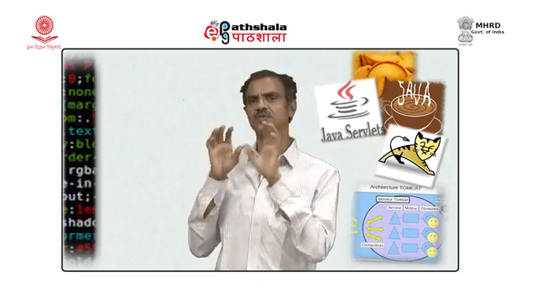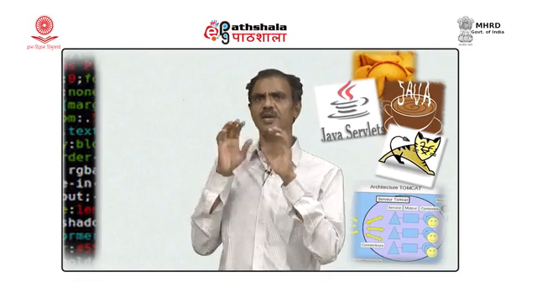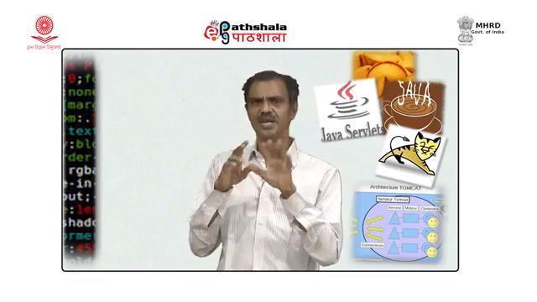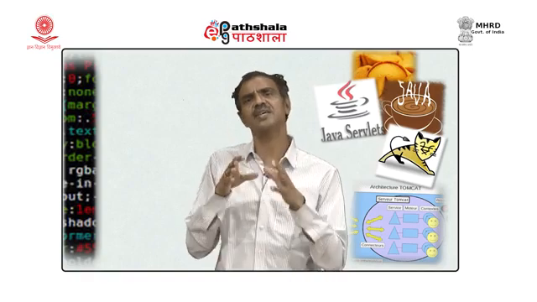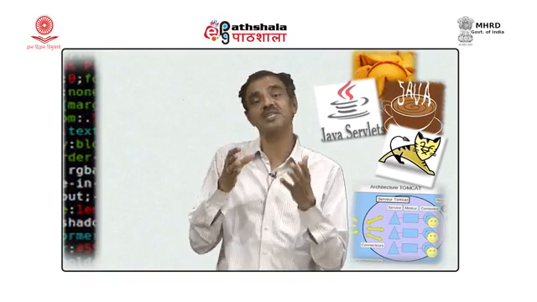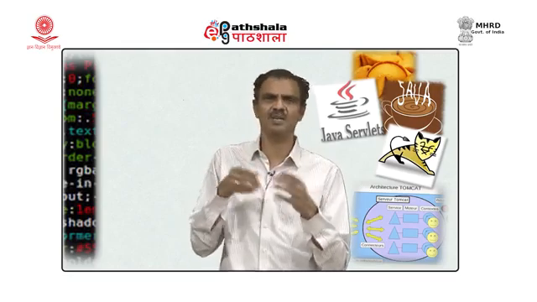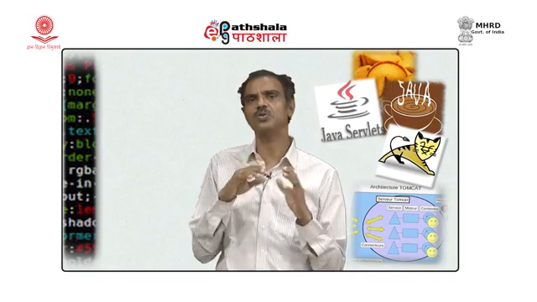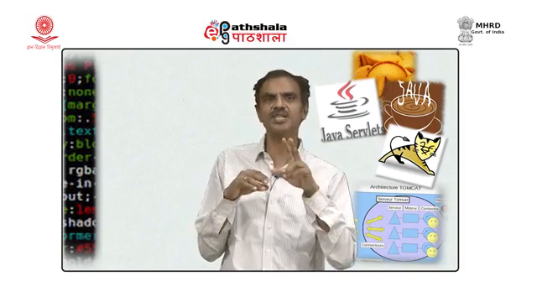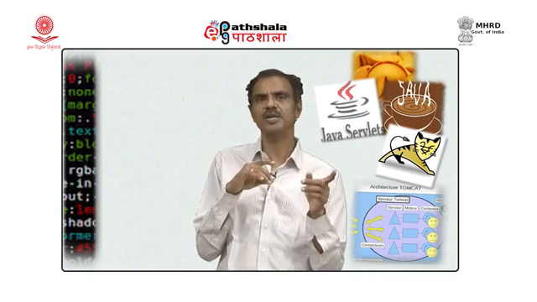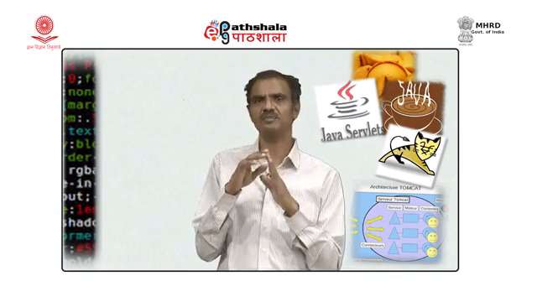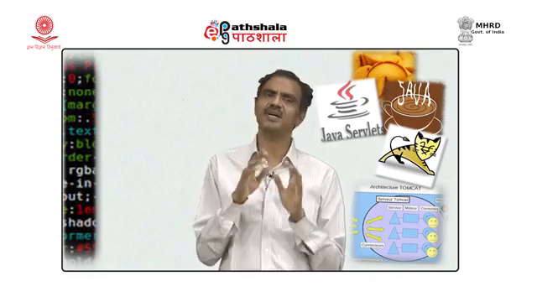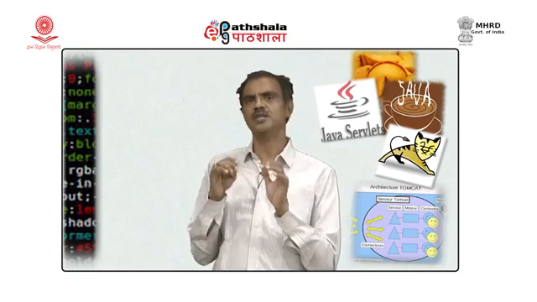After the invocation of setBodyContent, where the buffer object has been given, the engine again asks the tag if it wants to do some initialization on this buffer, maybe put in some initial part. So, it calls a method called doInitBody. Those two additional methods have come in here. So, for a body tag we have two additional methods: one is setBodyContent, and the other is doInitBody.